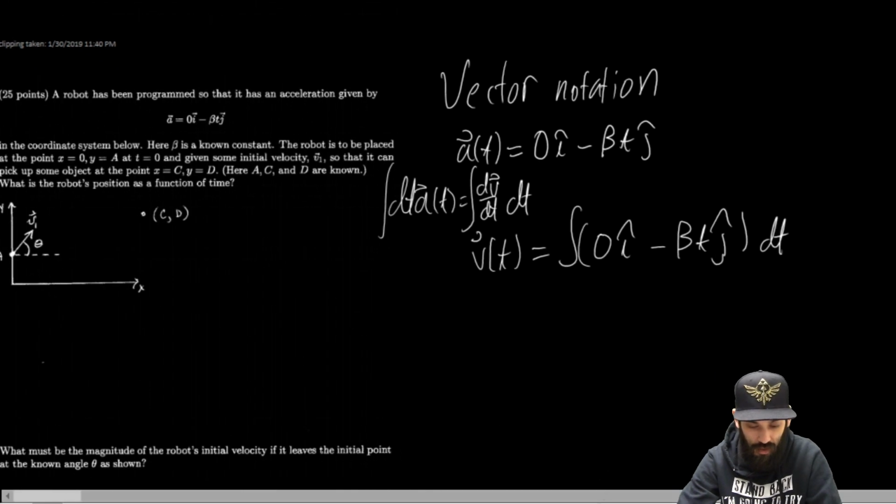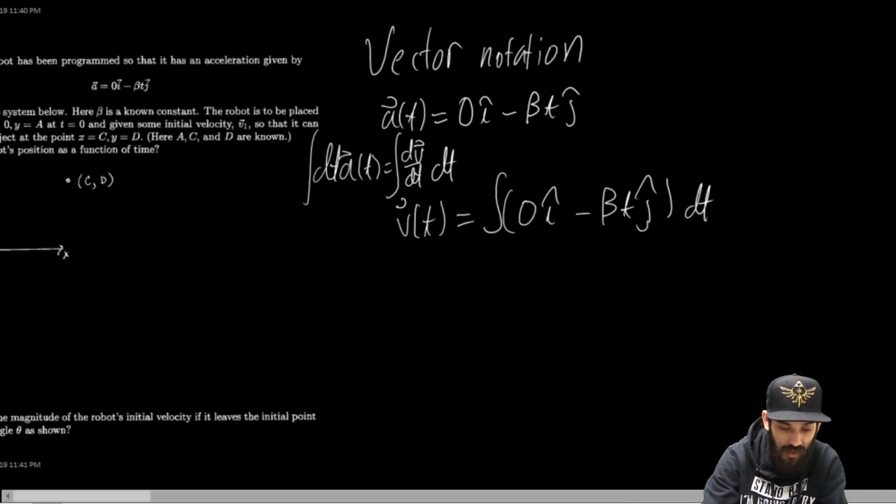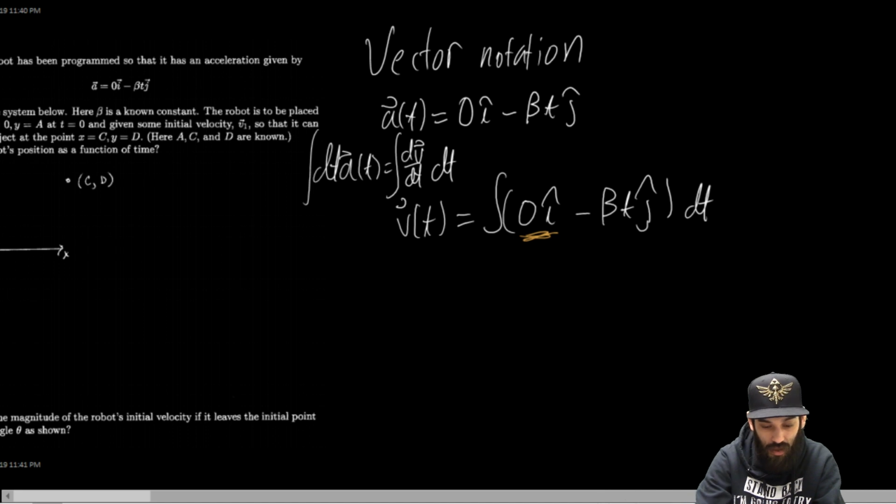Now here, I'm going to be very explicit with the way that I'm breaking this apart, because when you do this integration in vector notation, you're actually getting two constants of integration, because one constant of integration is going to be from the term that is in the x direction, and the other is going to be from the term in the y direction. So I'm really going to break this apart in a lot of detail here.